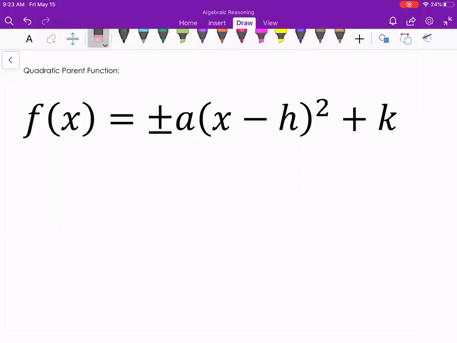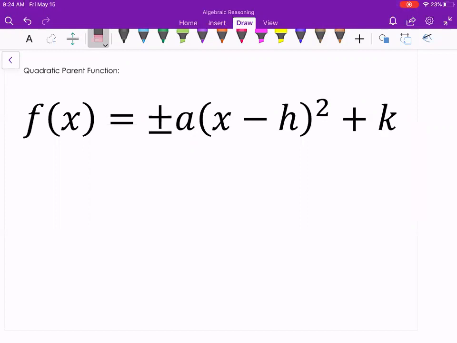Hi everyone, we are looking at the transformations again. This time we're looking at all three kinds of transformations, our A value, the H value, and the K value, all put together and mixed in with the quadratic parent function. Just the quadratic, we're not doing square root. So we've got our quadratic equation there that we're going to be working with, our parent function. So let's break it down to what all those three different letters meant.